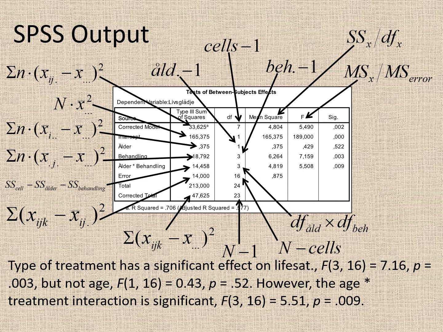If H doesn't matter, if H has no main effect on life satisfaction in this case, what do we expect that F ratio to become, more or less? 1. So in this case it became even lower than 1, 0.4. And we get a p-value, 0.5.